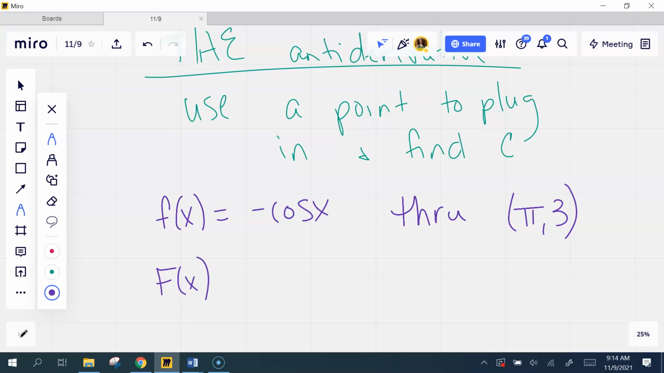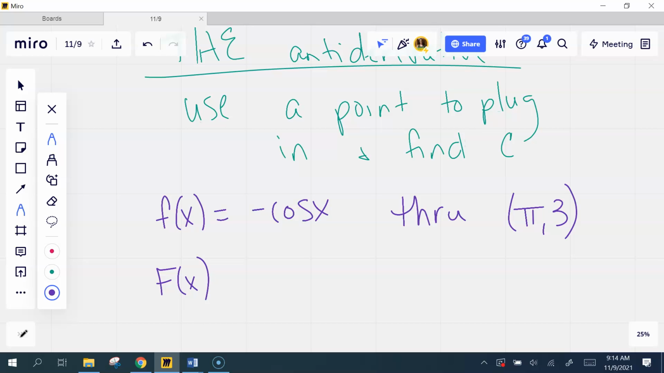Are you just supposed to think about it? No, you're supposed to do it. Right, there's no formula for this. The formula I gave you is for polynomials, when we're doing a power rule kind of thing.